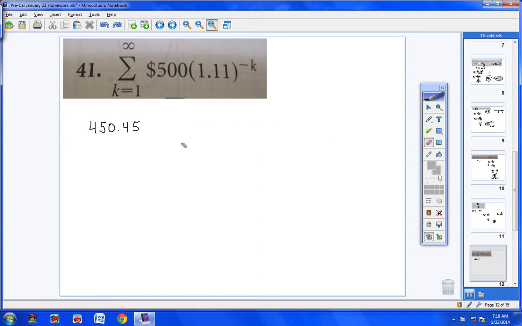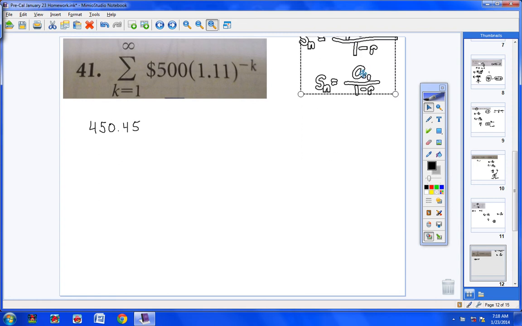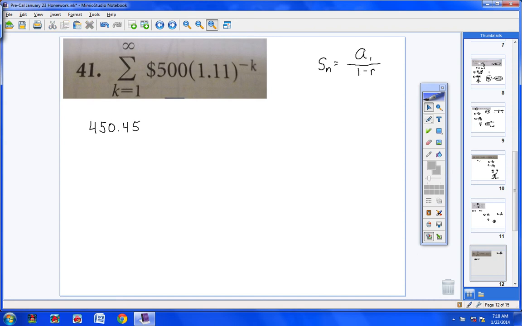Okay, now let's think about what we're doing here. Students, watch this carefully, please. We are finding the sum of a series that is going on for infinity, starting with term 1 and going to infinity. So we're going to have to use our formula in which we're finding the sum of an infinite geometric series. Number 2, you must make sure that your common ratio, by the way, this is your first term right here. I got that by putting a 1 in for k, 1.11 to the negative 1 power times 500.